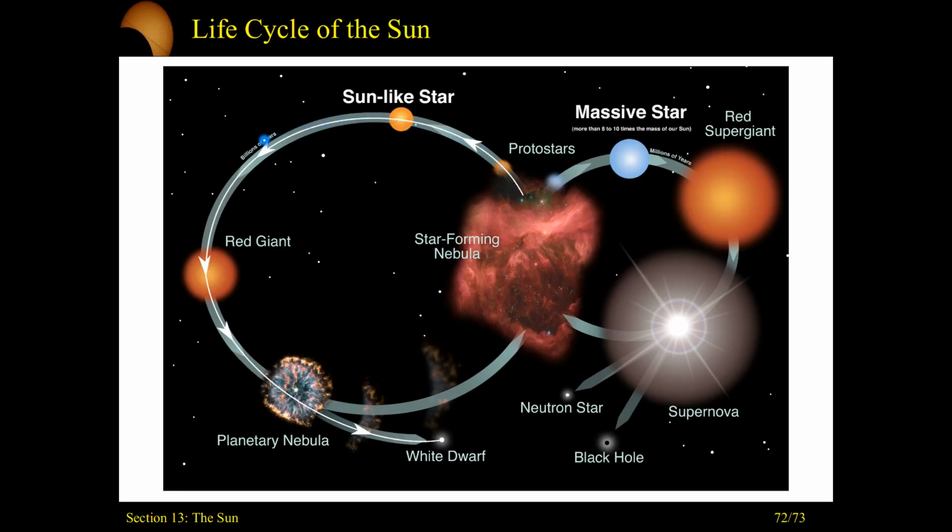Now, a couple billion years from now, the amount of hydrogen burning in the sun is going to start running out. And when that happens, the sun is actually going to swell up in size and turn into what's called a red giant.